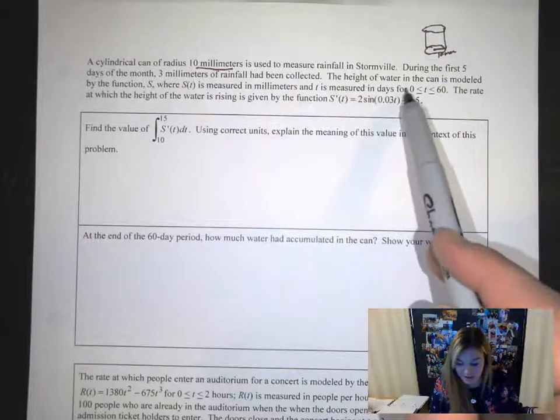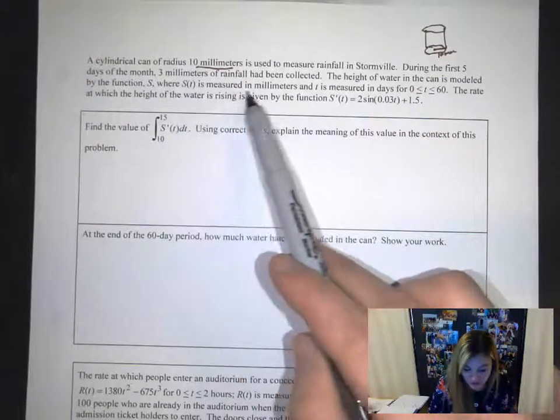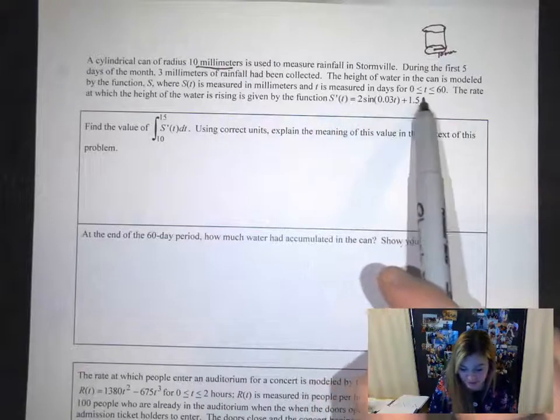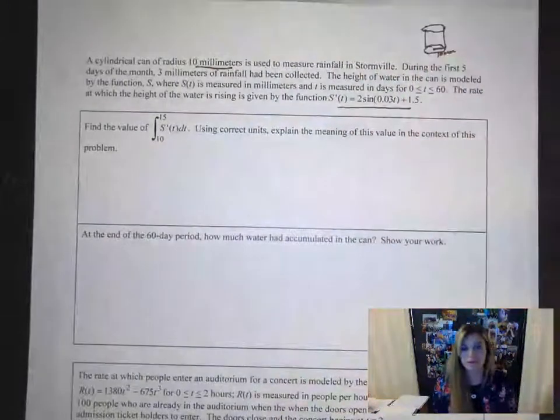The height of the water in the can is modeled by this function S. S of t is measured in millimeters and t is measured in days from 0 to 60. The rate at which the water is rising is given by this. So we're given a derivative. We have to get back to S in some way. Okay, so let's do this.